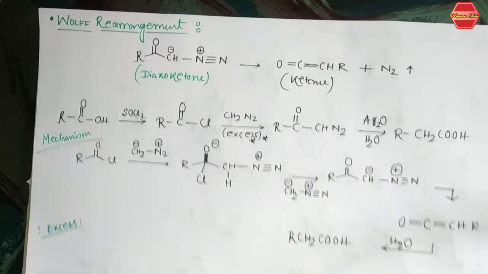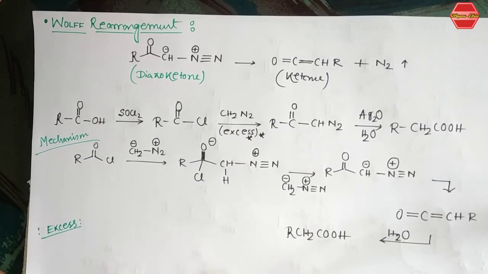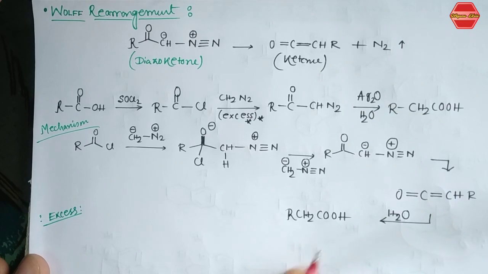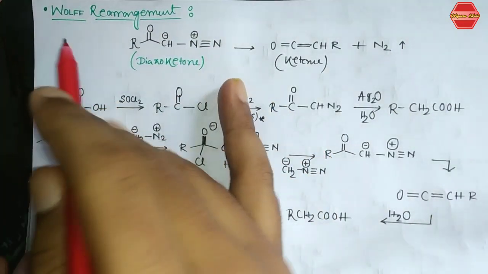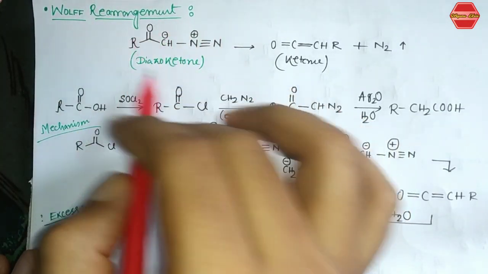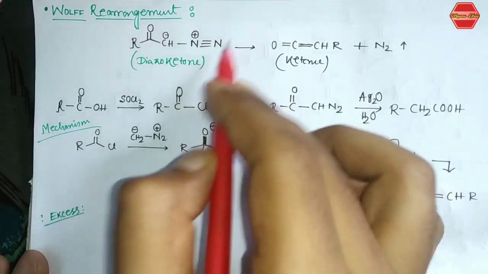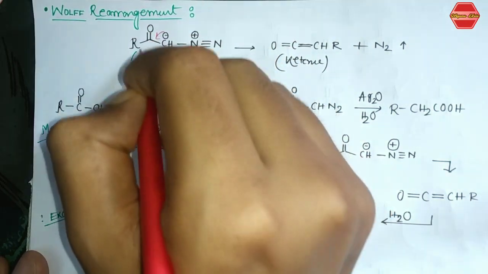Now the next topic is the Wolff rearrangement. Okay, I previously said that the Wolff rearrangement is basically a consequence of the Arndt-Eistert reaction. I also showed you the Arndt-Eistert reaction and the Wolff rearrangement, right? Now for the Wolff rearrangement, the intermediate which undergoes the rearrangement is this kind of diazoketone. Okay, so what is the mechanism? This mechanism is very much basic.